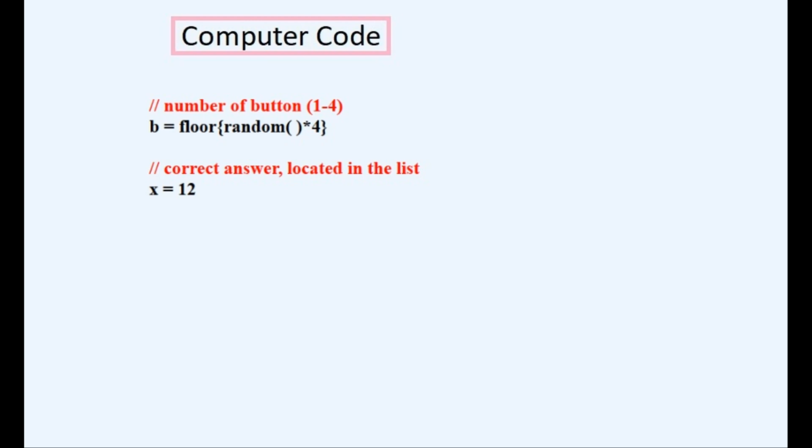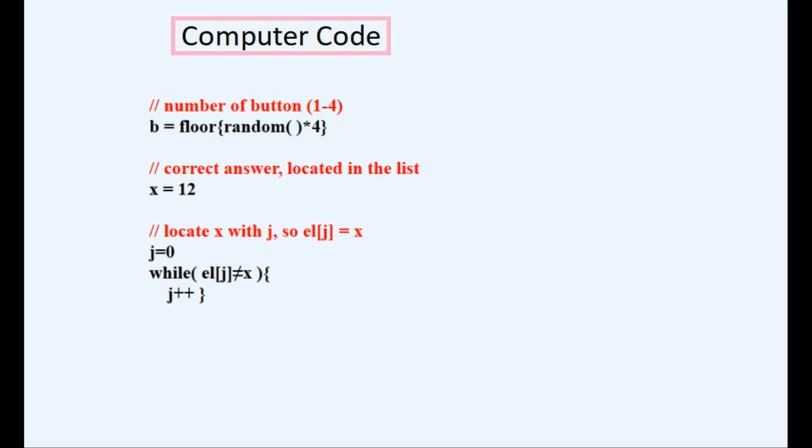And so now to write this down as code. Here b is set to one of the buttons. The number 4 may be changed to 5 or 6, but don't make b too large. We're given the correct answer here, and we have to find it on the list. So here is a short bit of code to do this.